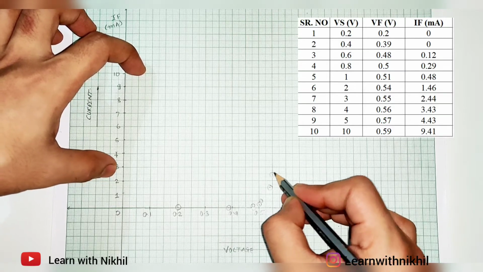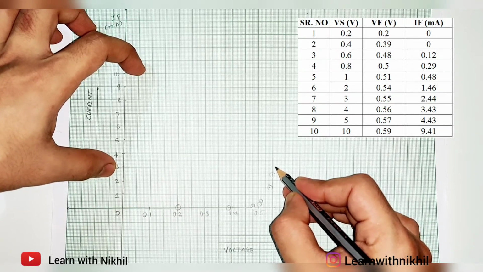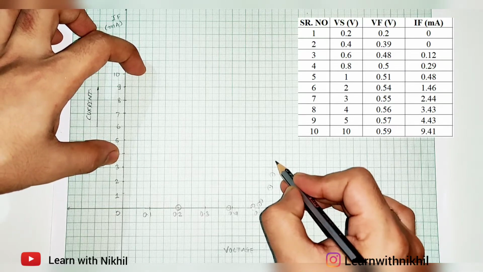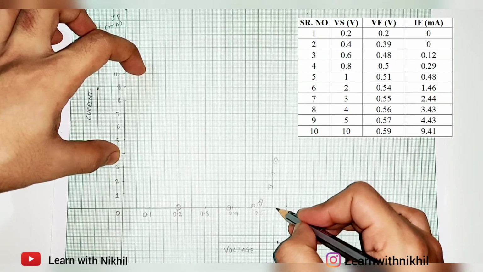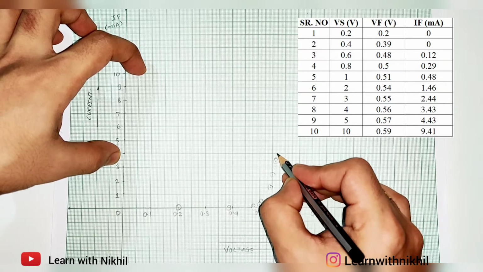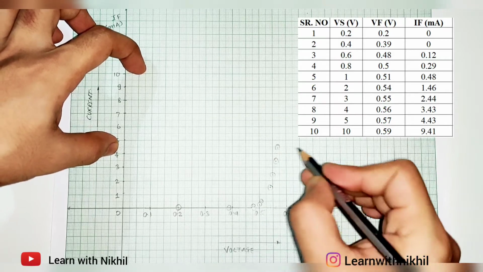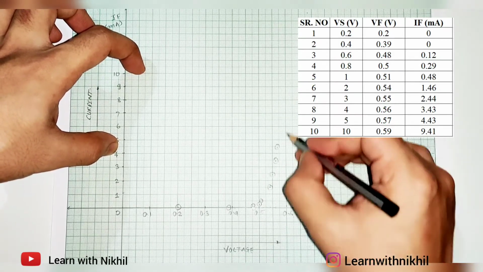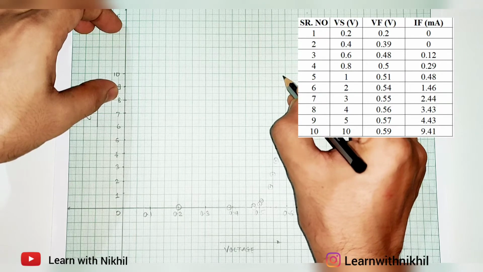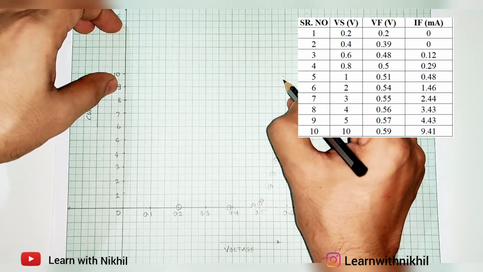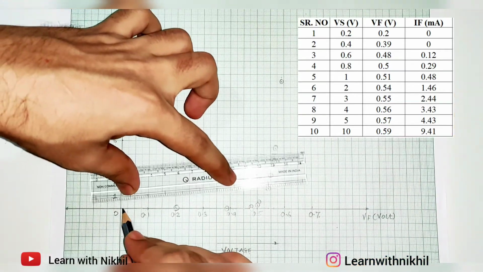Then voltage is 0.56 and current is 3.43. So it will be here. Then voltage is 0.57 and current is 4.43. So as you can notice, the current is increasing drastically as the supply voltage is increasing, but the forward voltage is constant. Last value I have directly taken at 10 volts, where you have around 9.41 milliamperes.